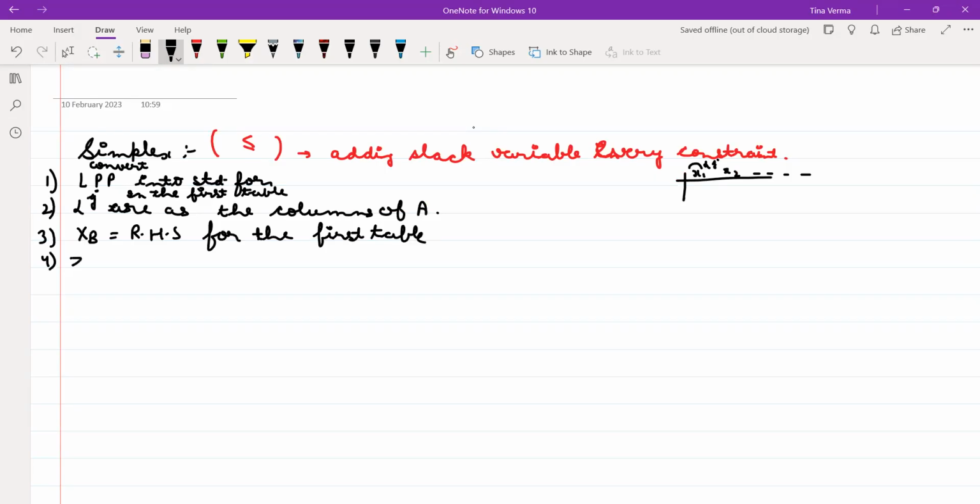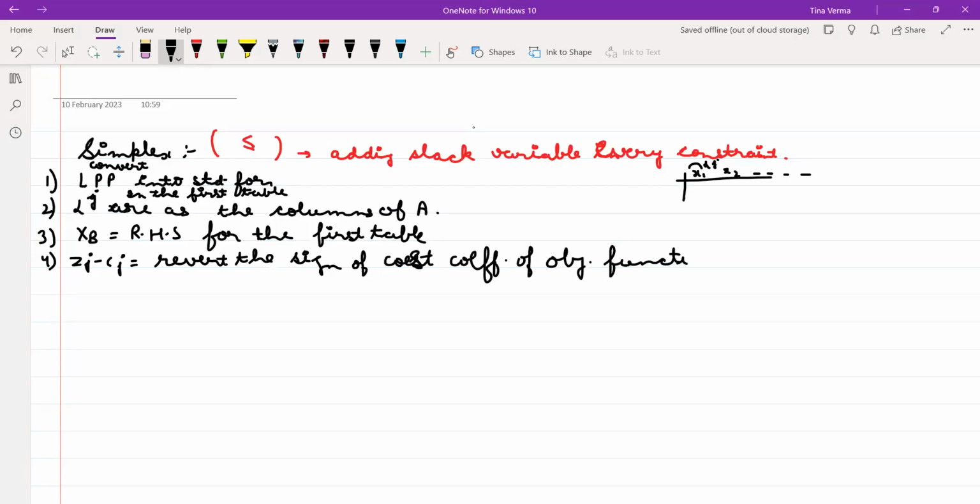And for your zj minus cj entry, you will reverse the sign of the cost coefficients of the objective function, and then you will write your zj minus cj, right?